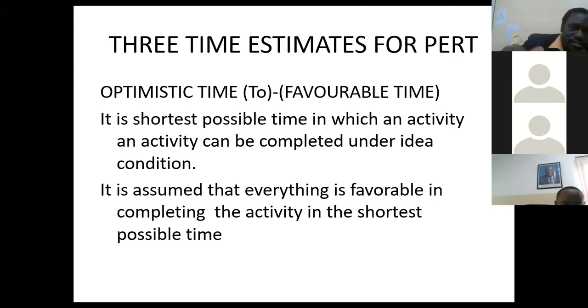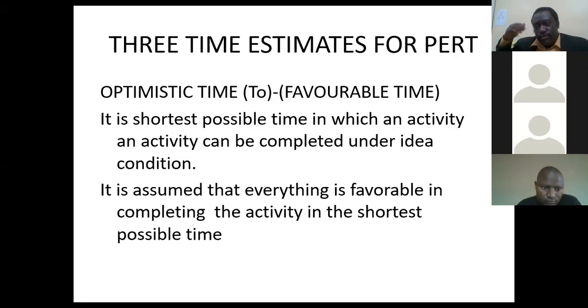So those are assumptions. When you are planning your projects, you can decide to plan by taking the favorable time. This is the shortest possible time in which an activity can be completed under ideal conditions. It is assumed that everything is favorable in completing the activity in the shortest possible time. So here you have everything in order.